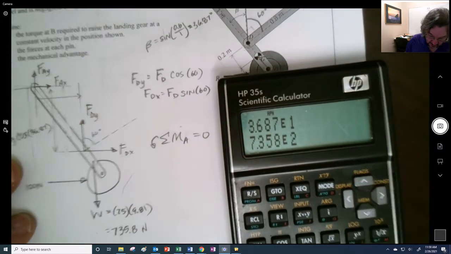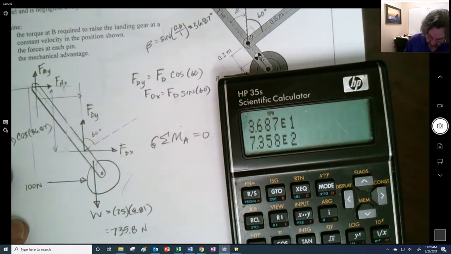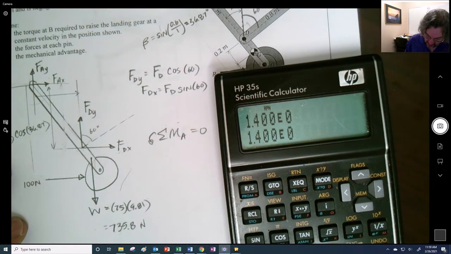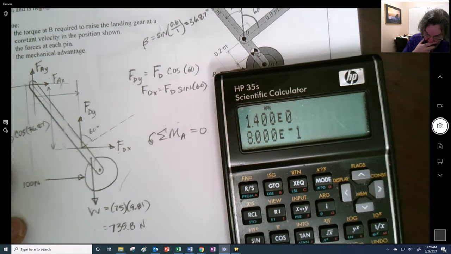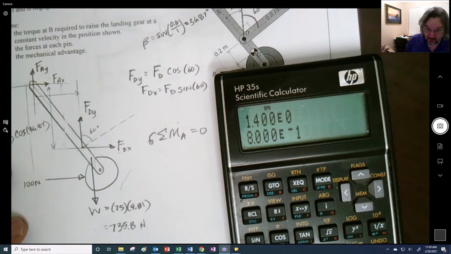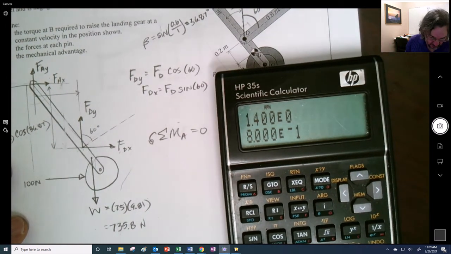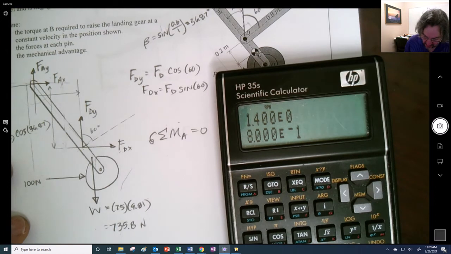So let's see, this distance right here, 1.4 times the cosine of 36.87, and some people would probably do the ratio, like the 4/5 or whatever onto this, but I went ahead and did it this way.